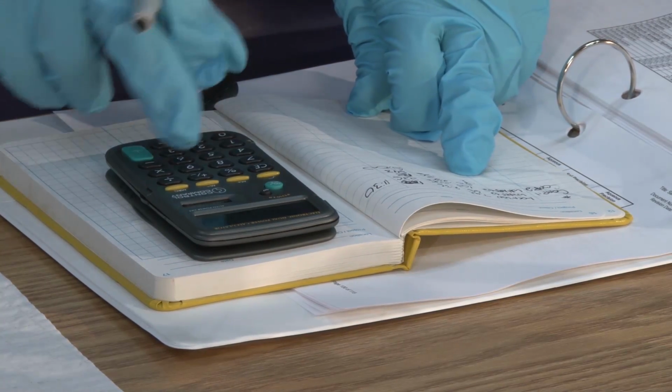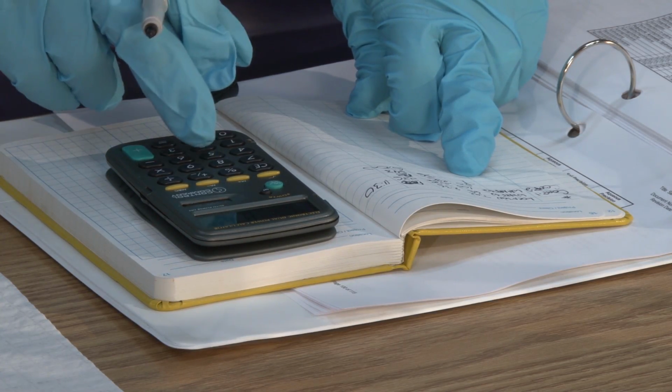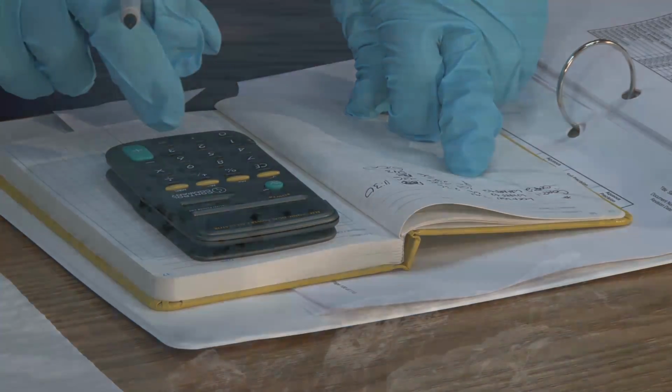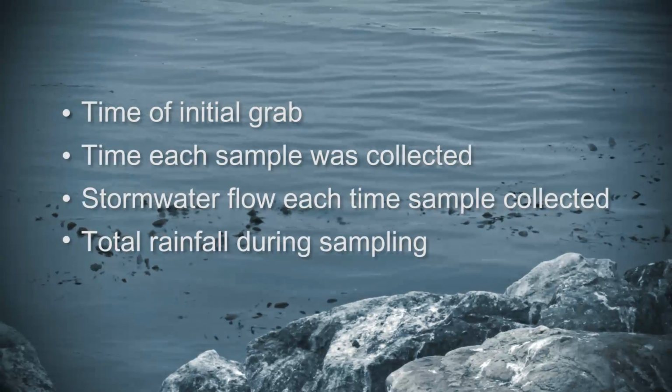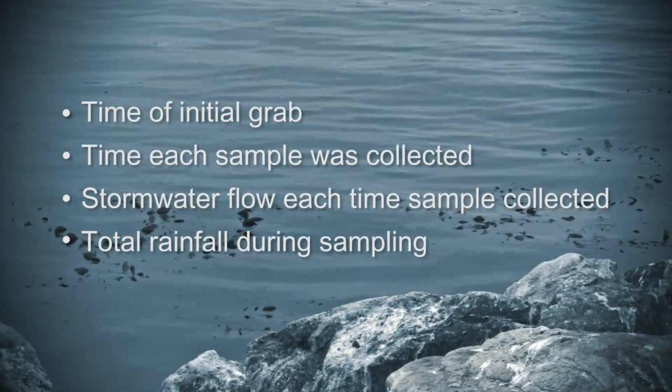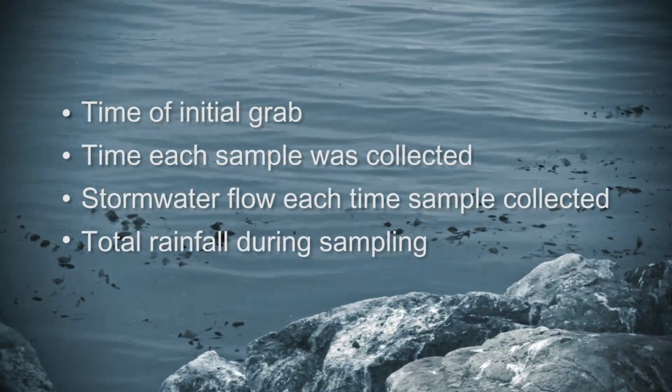the number collected. Take data for the calculations from the stormwater field data logbook information collected and logged during the sampling event. Recorded information includes time of the initial grab, time each sample was collected, stormwater flow each time sample was collected, and total rainfall during sampling.